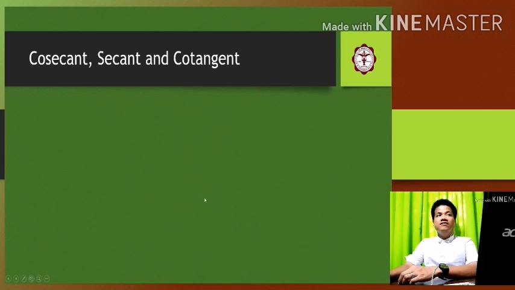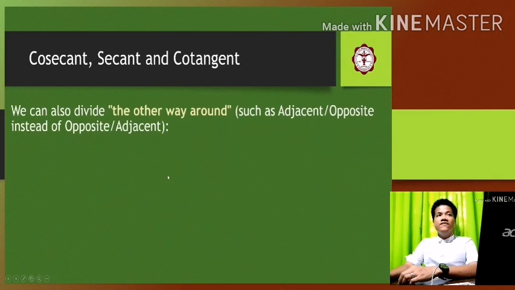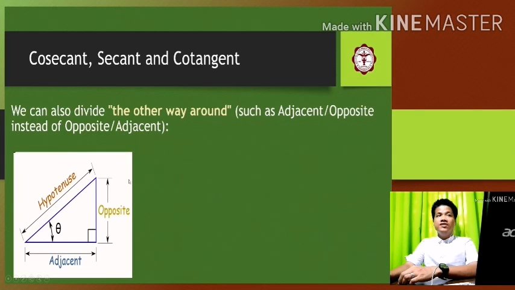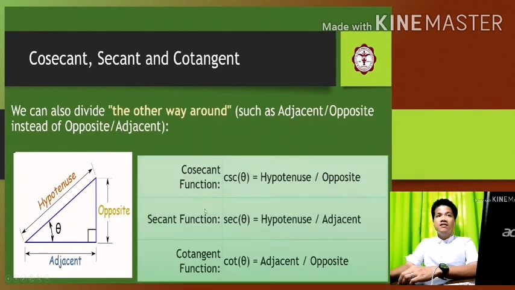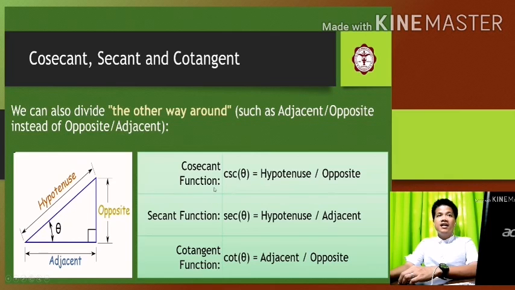Cosecant, secant, and cotangent. We can also divide the other way around, such as adjacent over opposite instead of opposite over adjacent. So using the same illustration, we can have here cosecant function of theta. Cosecant of theta is equal to hypotenuse over opposite. Secant theta is hypotenuse over adjacent side. Cotangent theta is equal to adjacent side over the opposite side.